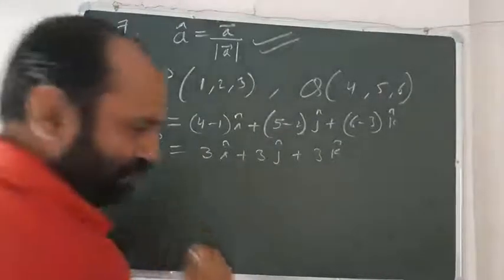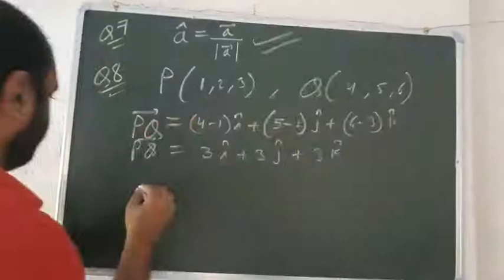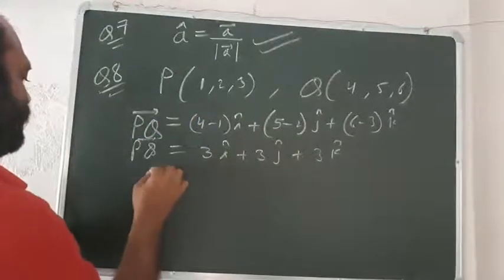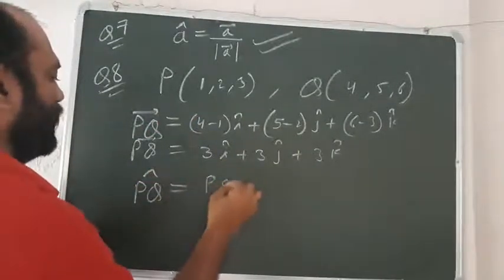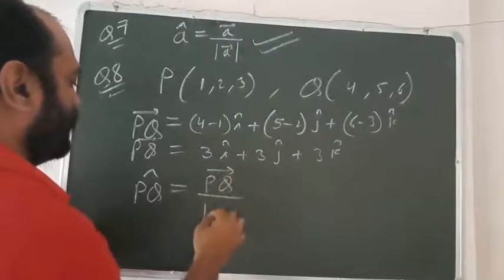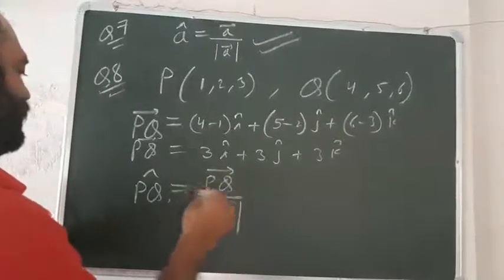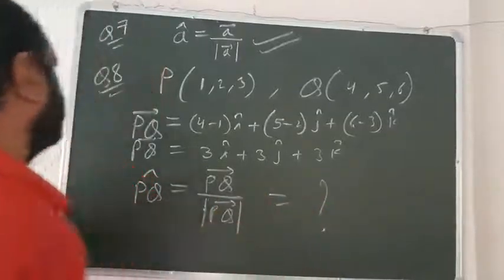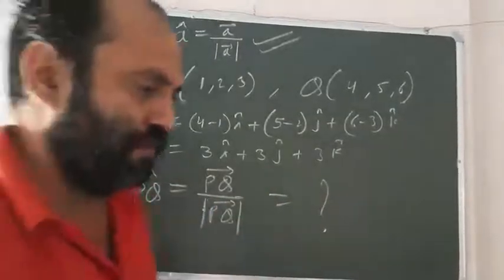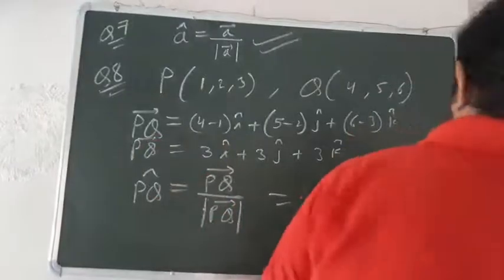Now you have to find the unit vector, means the PQ unit vector. So you can use this formula, vector upon its magnitude. So you can easily solve it. Again you can solve it. Okay, so this was question number 8.